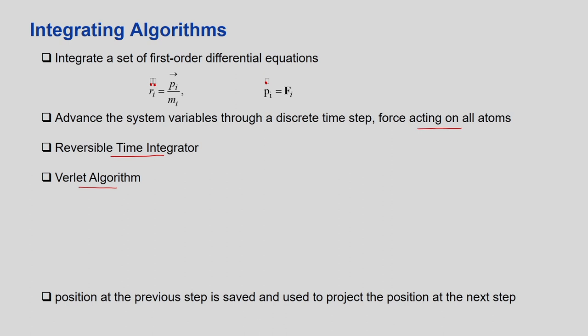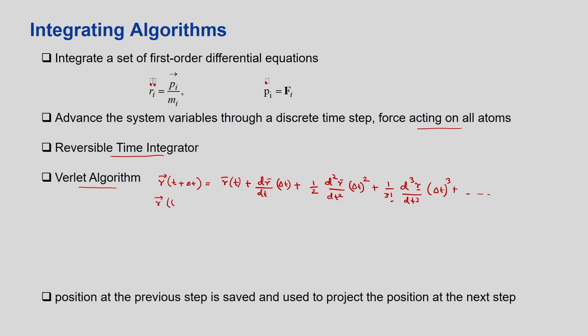Let us expand it as a Taylor series. Say you have a vector r. You write the position vector r at t plus delta t in terms of the previous position: dr by dt into delta t, then half of d2r by dt square, delta t whole square, then likewise 1 by 3 factorial d cube r by dt cube of delta t whole cube, and so on. These r are all functions of time. This r vector is a function of position as well as time.